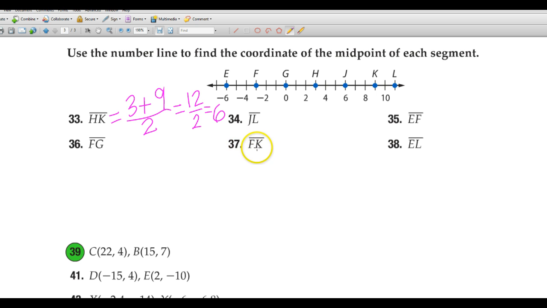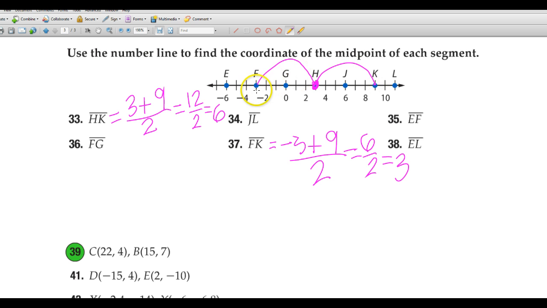Same idea with number 37. So F is -3. K is 9. And we get 3. So FK, from there to there, 3. So H is actually the midpoint for that segment.